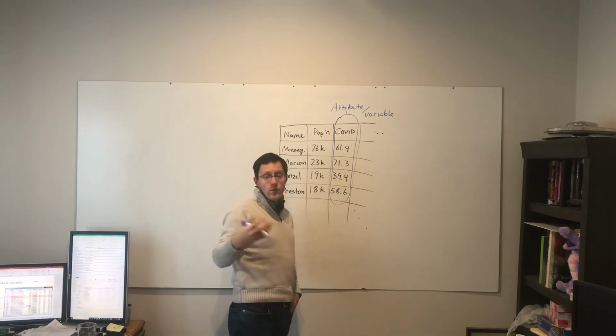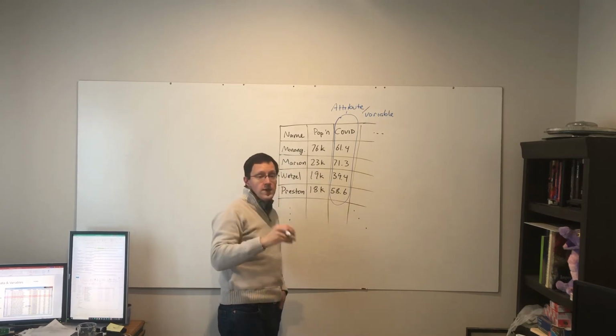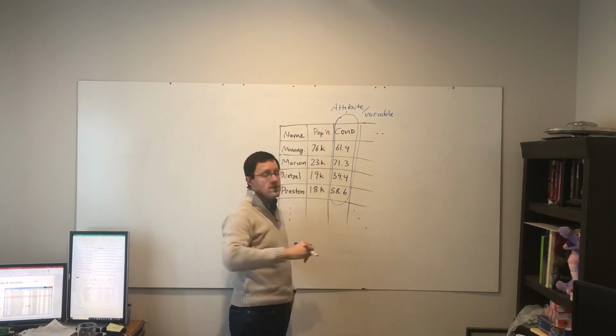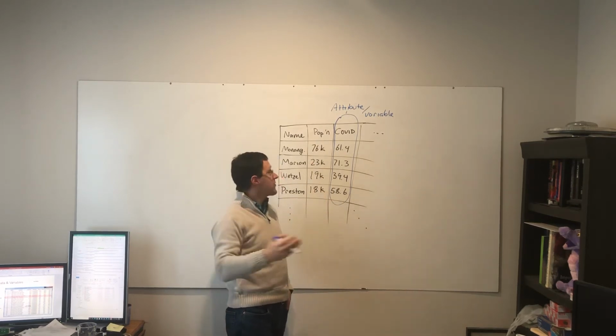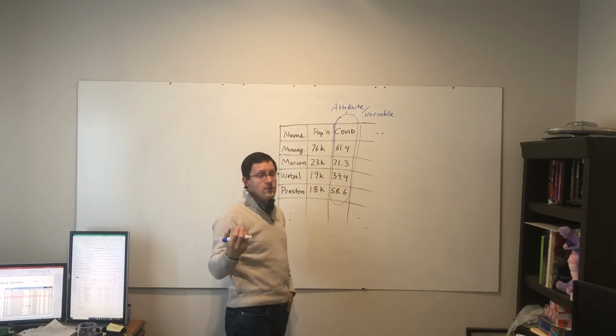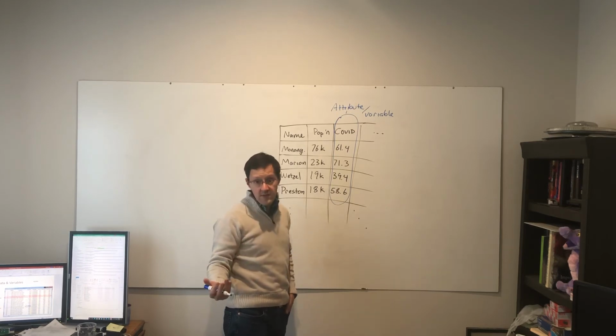an attribute or a variable, that would be one column within this data set. So the values of the COVID rate for every single place in our data set is going to be that attribute of the data set.